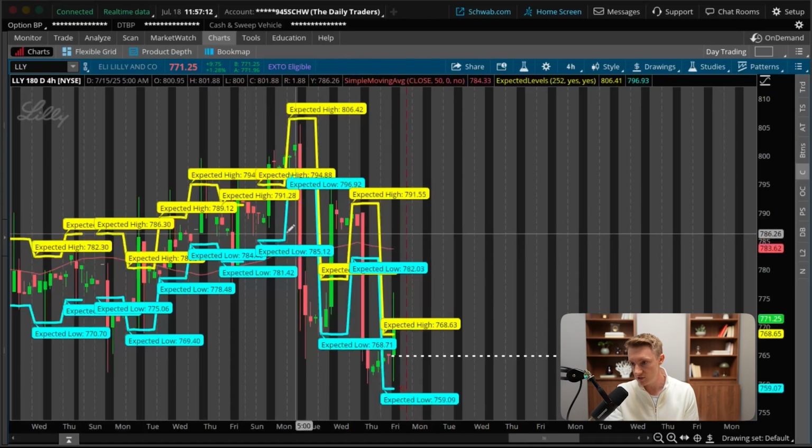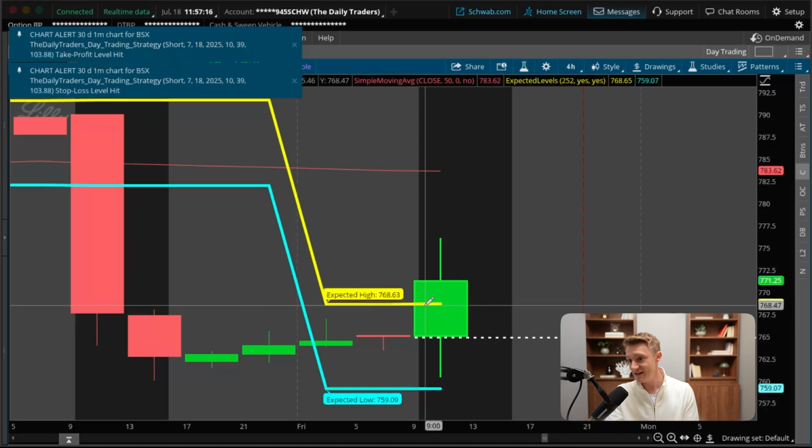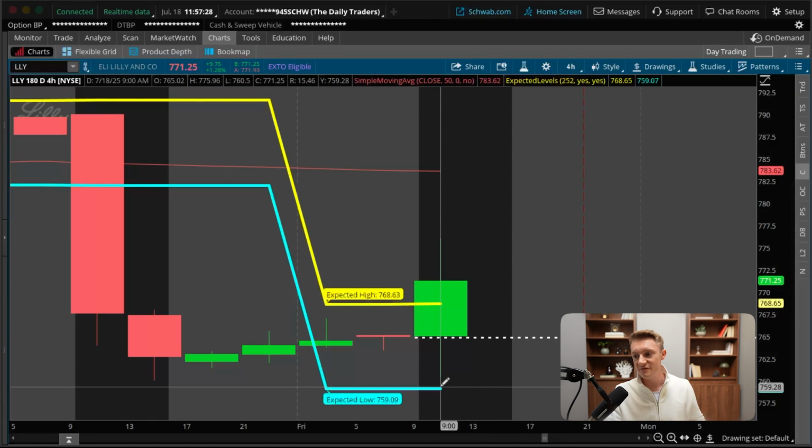And you could see if you did go long off the open here on LLY and you set your take profit at that 768.63, that expected high, well, there you go. You would have hit take profit and you would have made money, and you would have had your stop loss at that 756.09. And obviously that would have been a very nice trade.